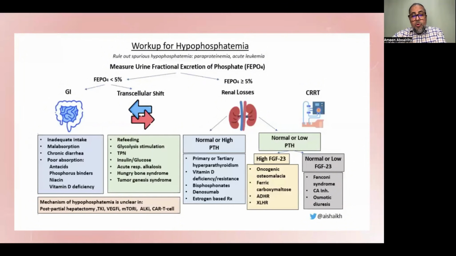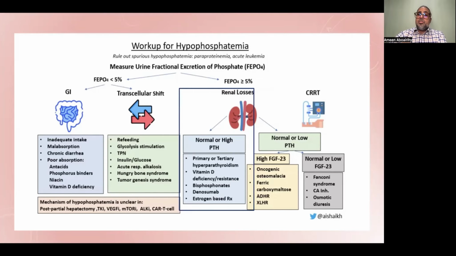How do we know where the phosphate is going? Is it in the GI tract or is it going in the urine? It depends on the fractional excretion. If it is below 5%, it's not because of the kidney, it is because of the GI, either because of inadequate intake or chronic diarrhea, antacids that we talked about, PPIs, or there is a transcellular shift because of high insulin surge, refeeding, glycolysis stimulation, hungry bone, as we said before.